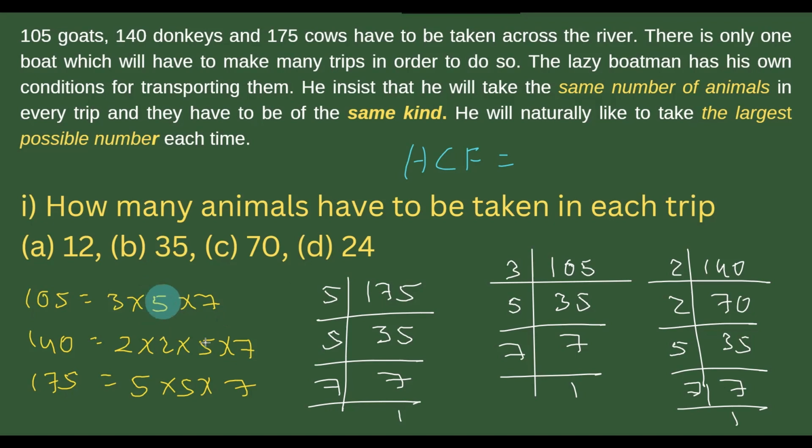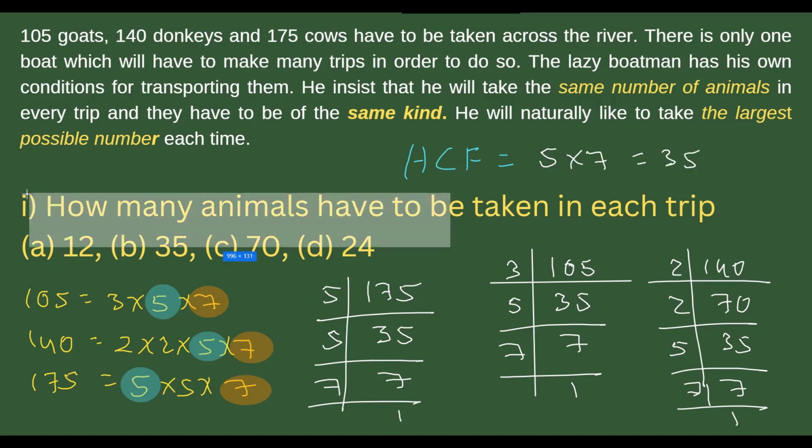Now coming to 5, one 5 is common. You can see there are two 5s over here, but one 5 is common throughout. And likewise, we can see that 7 is common, one 7 is common. So clearly we can find the HCF, and the HCF over here is going to be 5 into 7, that is equal to 35. So we'll say that the number of animals that has to be taken in each trip is 35. This is what we got for the first part.